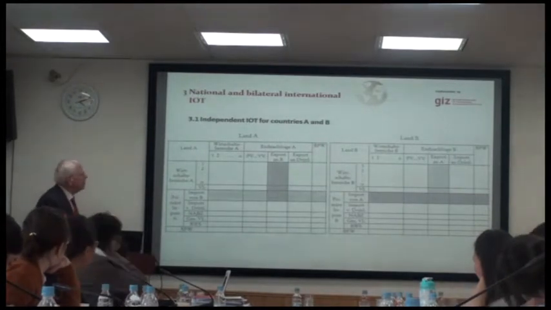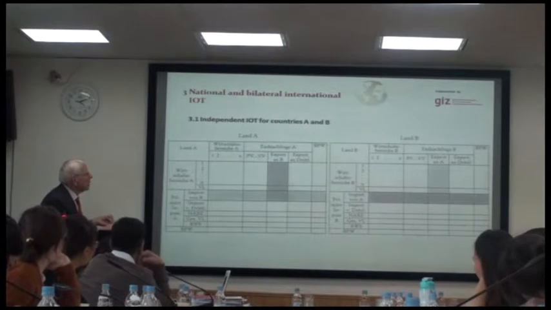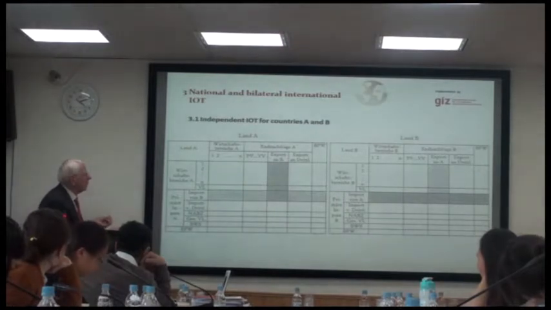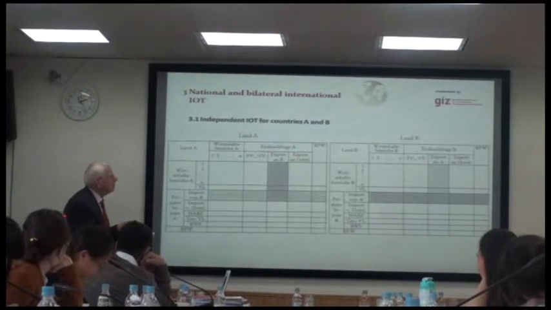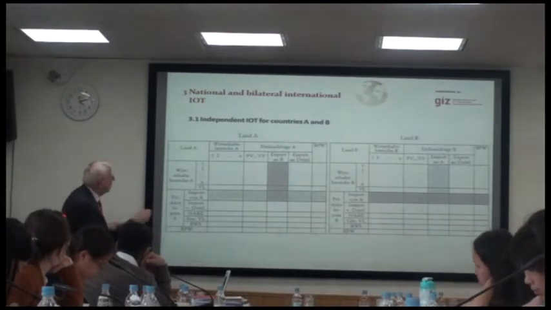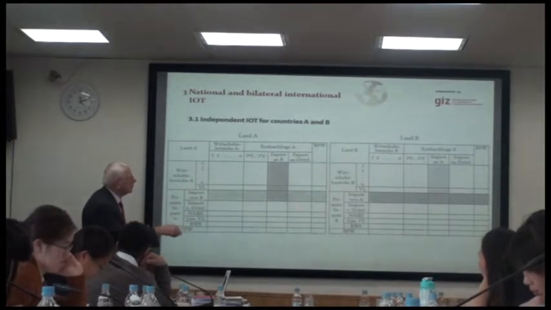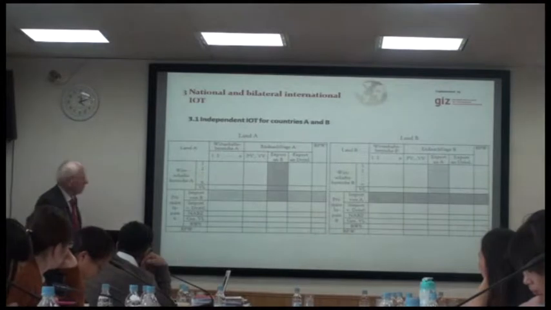P, V means private consumption, changes in stocks, and these are exports to country B and exports to other countries. You see, the export also we have from country B to country A. This is country A with a fully implemented input-output table. That is country B with a fully implemented input-output table.